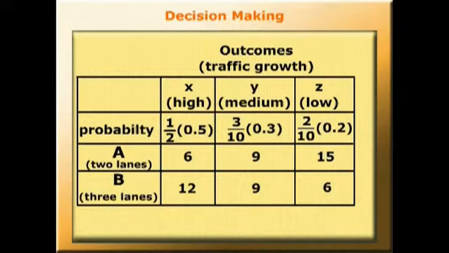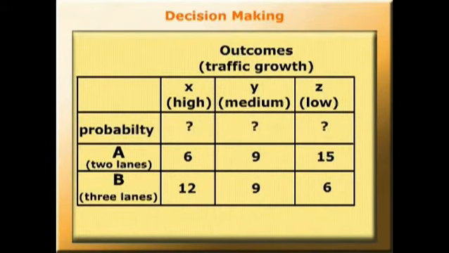Now let's assume that we're not in a situation of risk, but we're in a situation of uncertainty. That means that this time we don't know the probabilities to be attached to X, Y, and Z. We don't know whether one of these possibilities is more likely than the others. What do we do now?